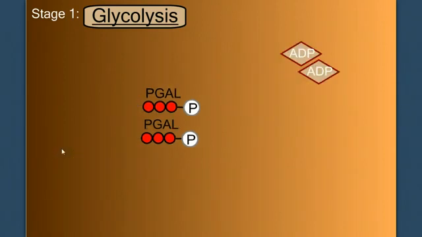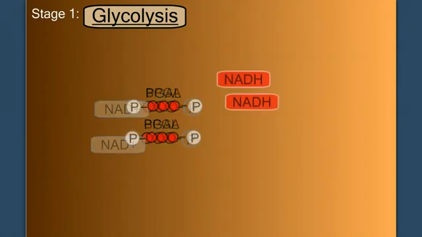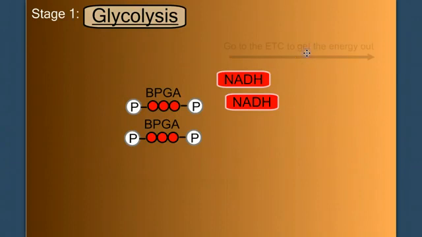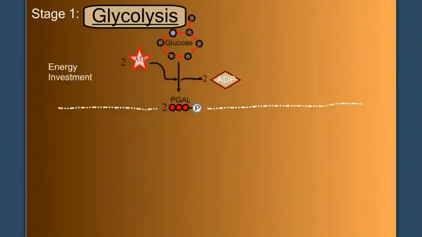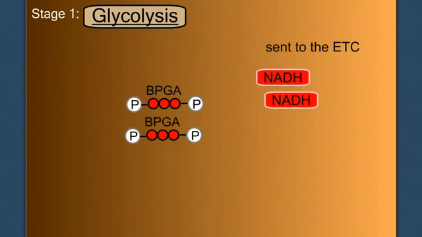Let's look at it again. The 2 PGAL that we have at the end of the first step of glycolysis reduce NAD plus to NADH, which is carrying for us high energy electrons and hydrogen that we'll send to the electron transport chain to get energy out of later. We can add that to our metabolic pathway for that next step. So now we have BPGA, or biphosphoglycerate. Let's look what happens to those molecules.